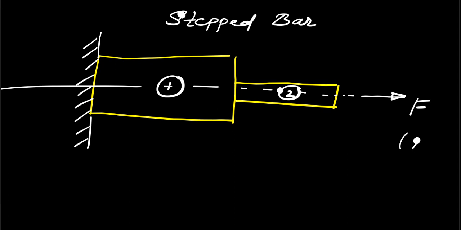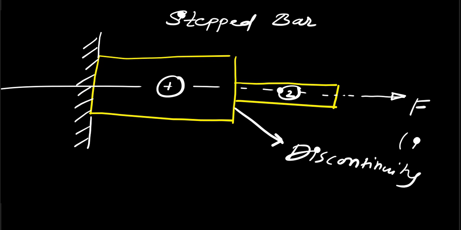So here in this case, it is an axially loaded bar with different cross sections. You can see for element 1 there is a large cross section, whereas for element 2 there is a small cross section. So what happens here? There is a discontinuity in the geometry, a sudden change in the geometry here.